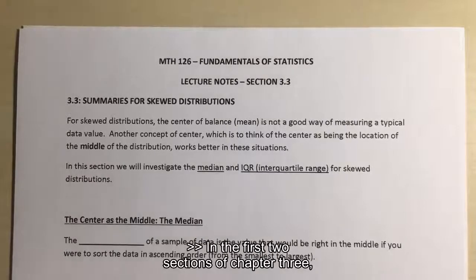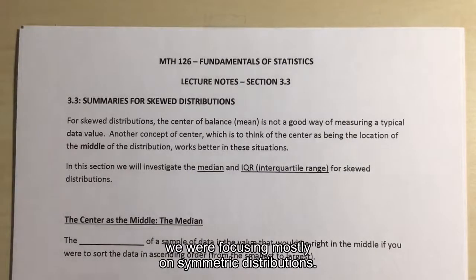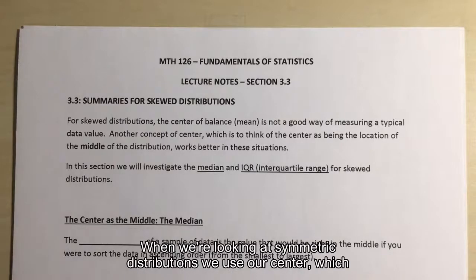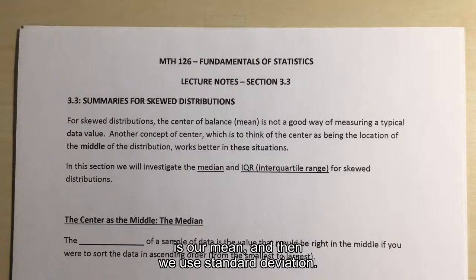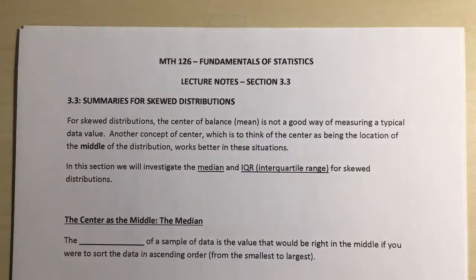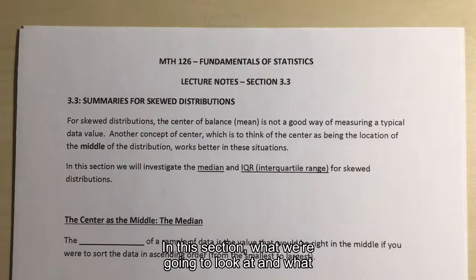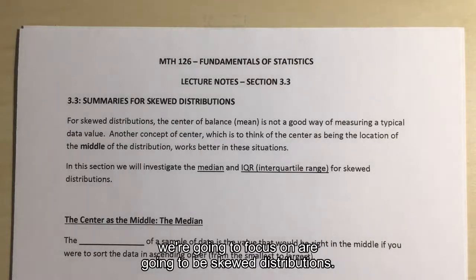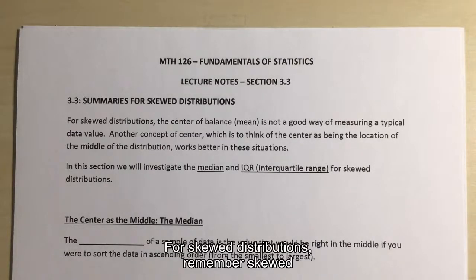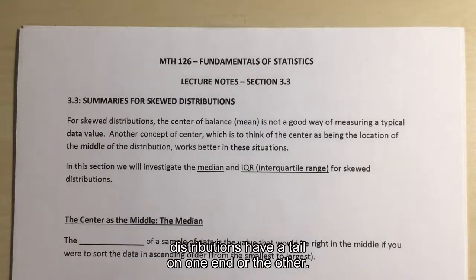In the first two sections of Chapter 3, we were focusing mostly on symmetric distributions. And when we're looking at symmetric distributions, we use our center, which is our mean, and then we use standard deviation. So in this section, what we're going to focus on are skewed distributions. Remember, skewed distributions have a tail on one end or the other.